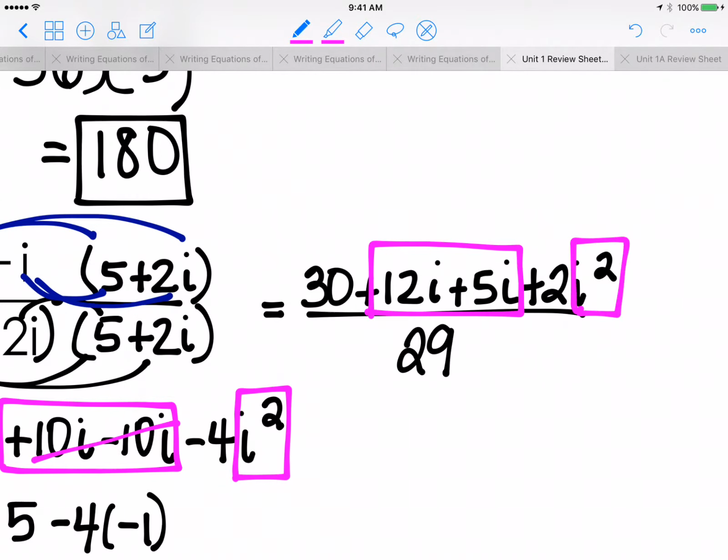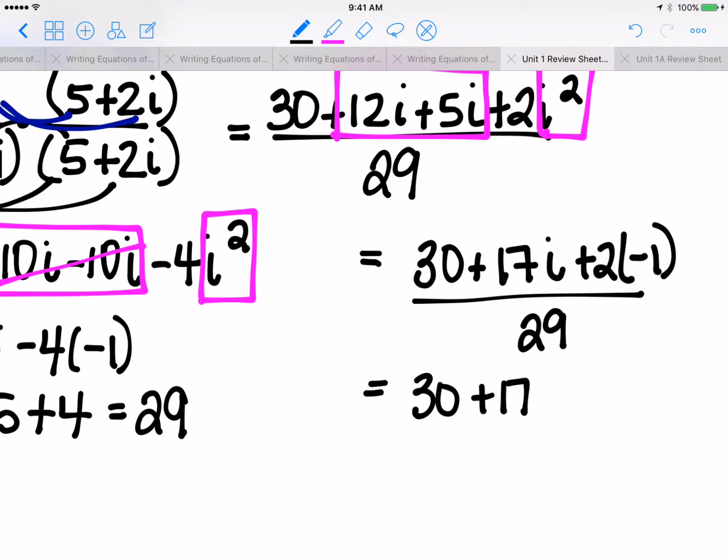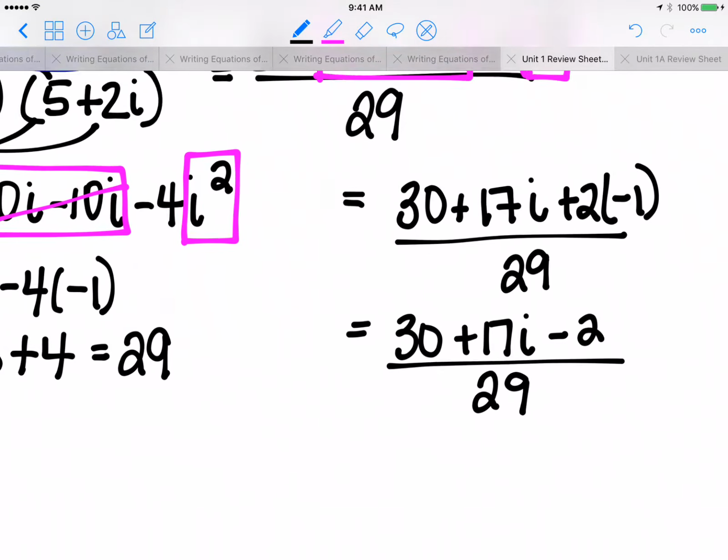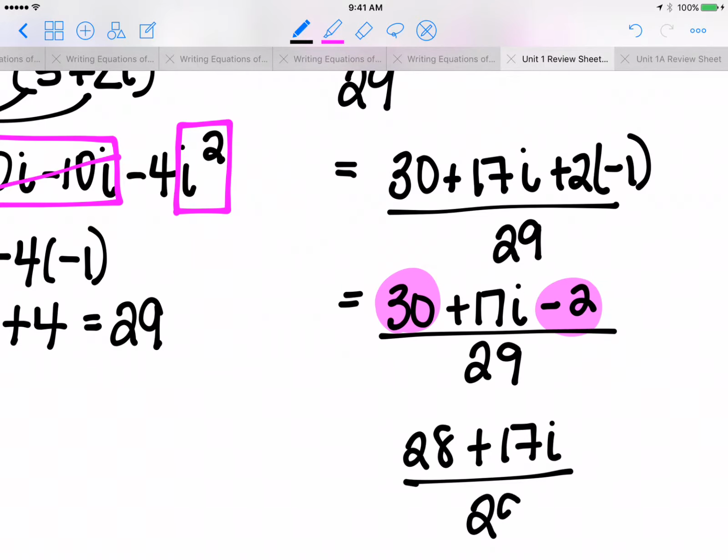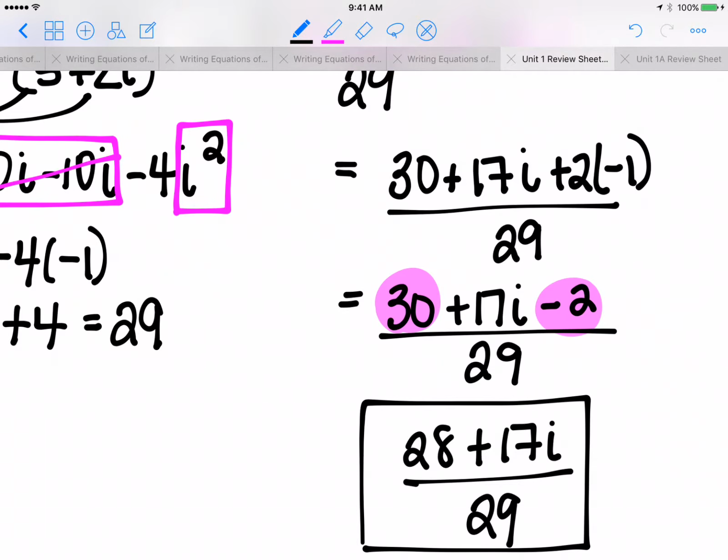I'm going to show all my steps here. Some of you guys might be able to skip some steps, but for the video, I'm going to show all of mine. So now we combine like terms. So 30 minus 2 would be 28 plus 17i all over 29. And we can't simplify that, so we are done.